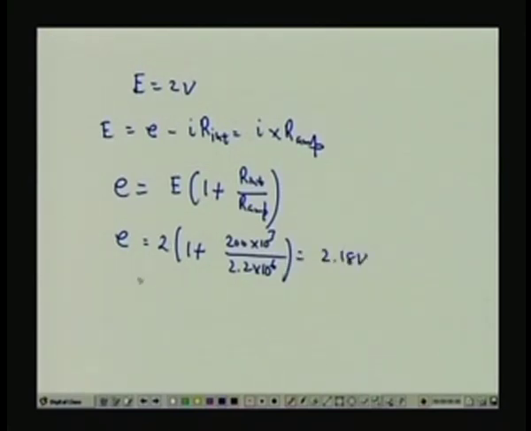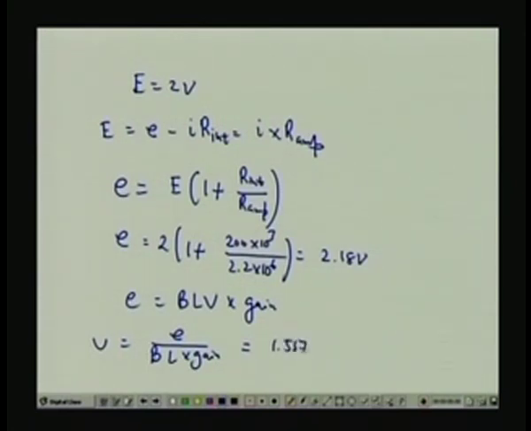Now, we know that E equal to B L V into the gain of the amplifier, where B is the flux density, L is the length or diameter of the pipe, and V is the velocity of the fluid. If I manipulate, V equal to E by B L multiplied by the gain of the amplifier. It will give you 1.557 meter per second.